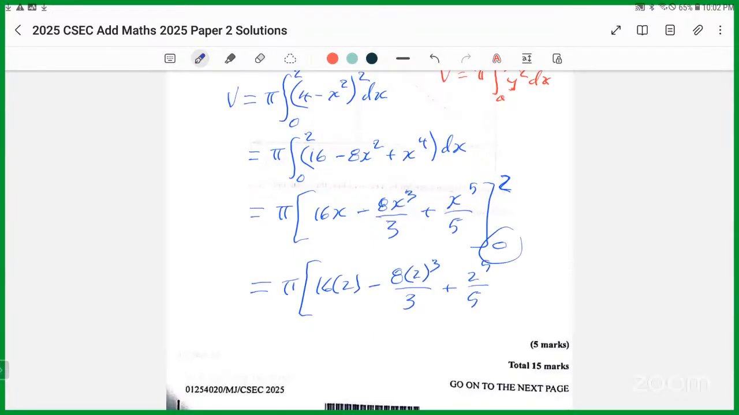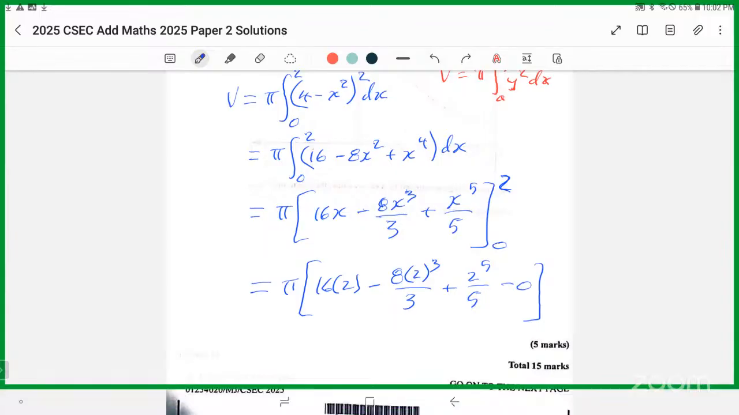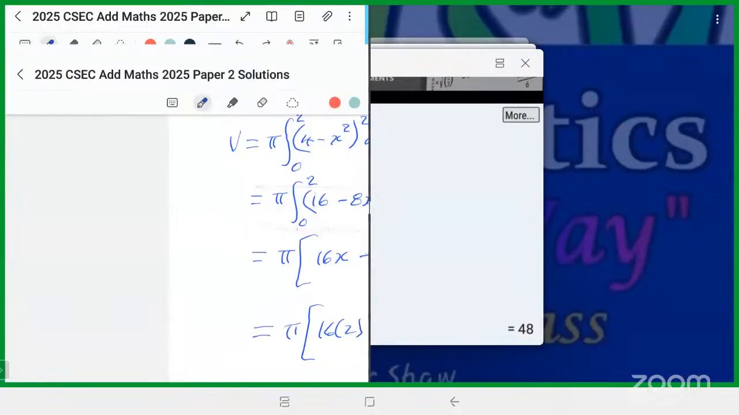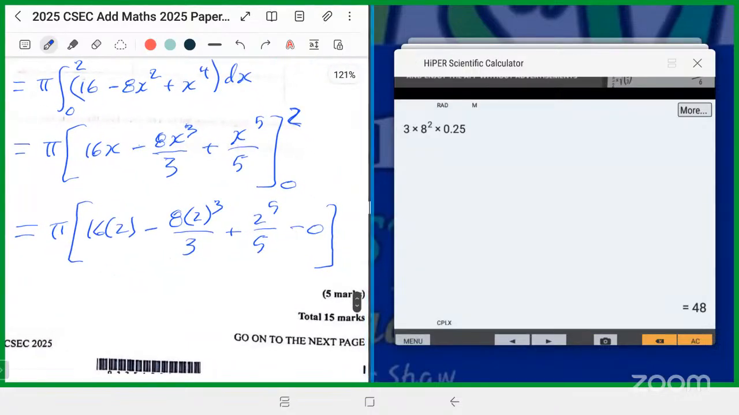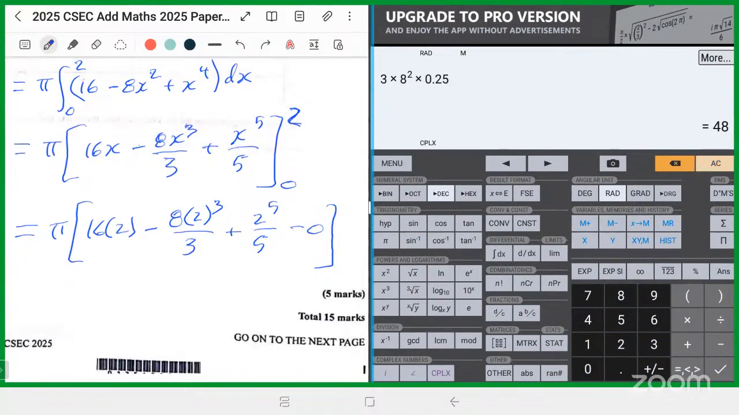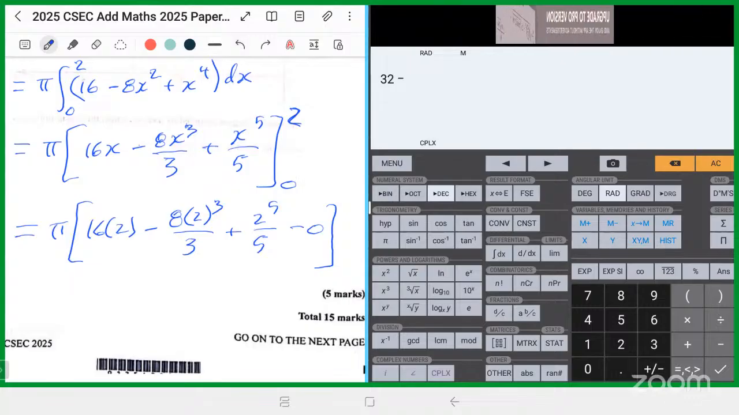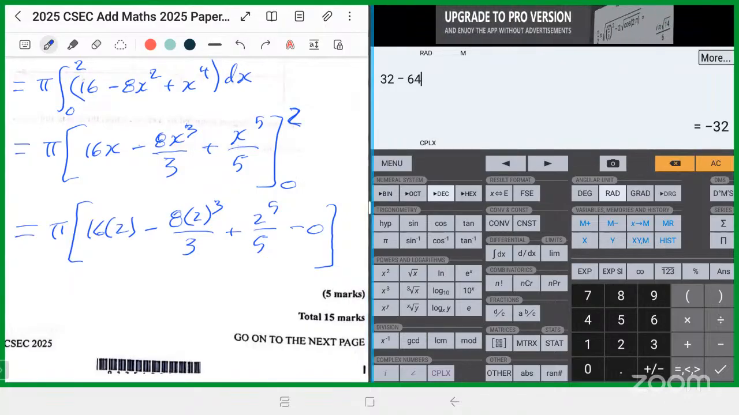When you apply the 0, we will subtract that 0 here. And let's put all of this in the calculator. The answer is in terms of pi units cubed. So let's just put this in the calculator. 16 times 2 is 32. 32 minus, now this is 8 times 8 over 3, that's 64 over 3.